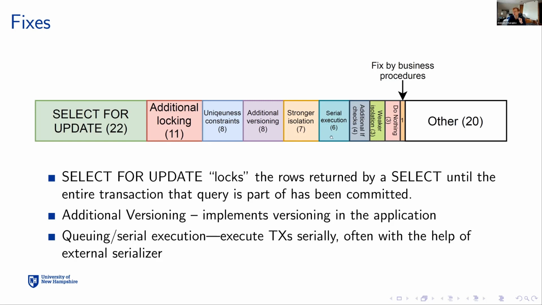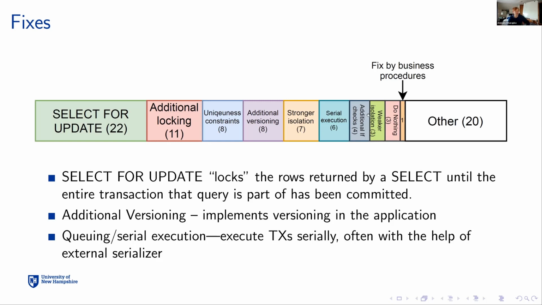Serial execution. So there were a few bugs that they found where transactions were expected to execute serially at the application level. So you finish one and then another, but instead they were not, right? So they used some kind of ordering procedure to order those transactions, which again, interestingly enough for me, involved using an external serializer, like having a queuing system that was used to order those transactions.